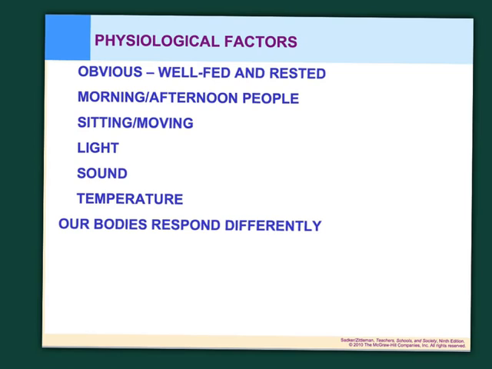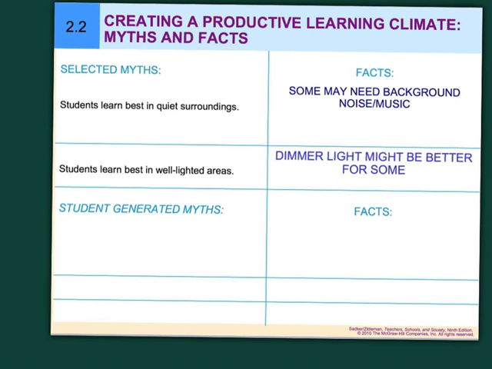Sound bothers some people. Some people are very distracted by sound. Others need music to concentrate, or some white noise in the background. Temperature, what's comfortable for one person may be freezing for somebody else, or making somebody else overheated. So our bodies react differently to stimuli and to climate and to our environment. So, how do we create a productive learning climate, with all these diverse ways of thinking about how one learns?